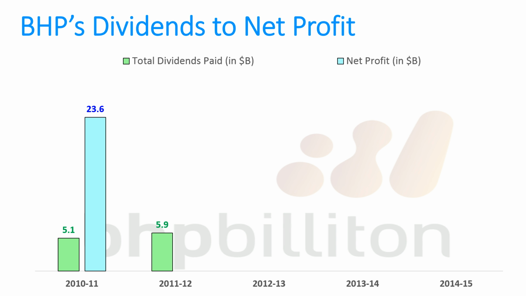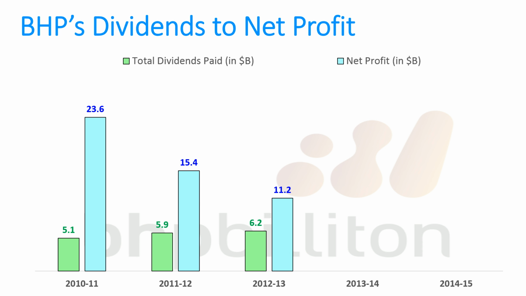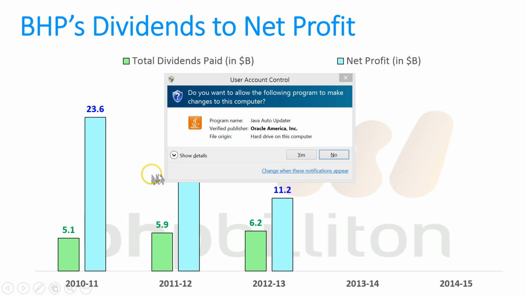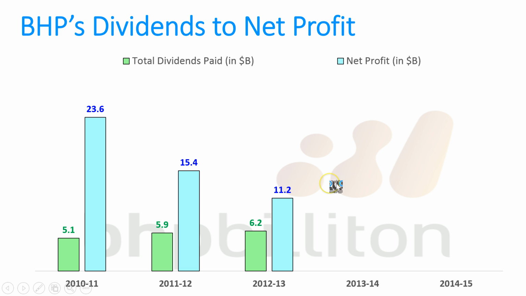We'd expect that because they said their policy is to increase dividends every year. Net profit was only 15.4%, so it wasn't as much. It was still much more than the dividend though. 2012-13, dividends went up to $6.2 billion. Net profit was 11.2, so it's getting closer and closer to being more of the net profit. 2013-14, again, dividends went up just slightly to $6.4 billion and net profit went up to 13.8.